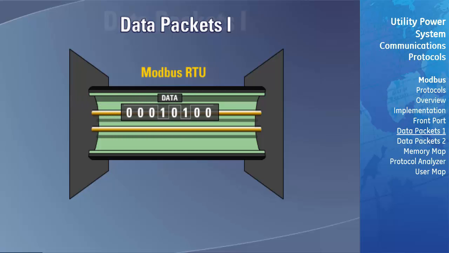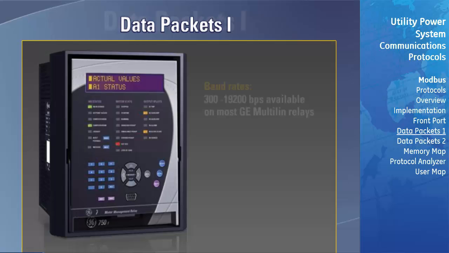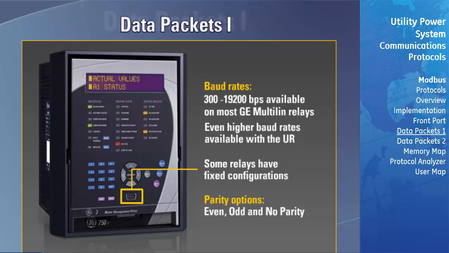Within the Modbus RTU protocol, each character is transmitted in an asynchronous format consisting of 1 start bit, 8 data bits, 1 stop bit, and possibly 1 parity bit. This produces a 10 or 11-bit character. This can be an important point for transmission through modems at high bit rates, because an 11-bit character may not be supported by many modems at baud rates greater than 300 bits per second. Baud rates from 300 to 19,200 bits per second are available on most GE Multilin relays, with even higher baud rates available with the Universal Relay. Note that the front RS-232 ports on some relays have fixed configurations. Available parity options are even, odd, and no parity.